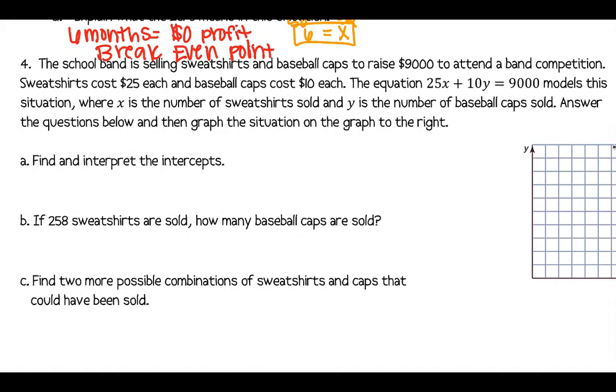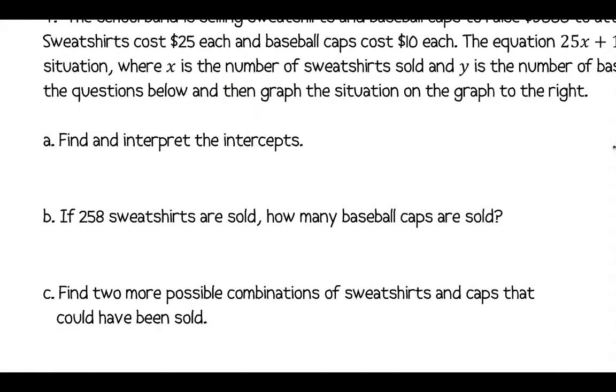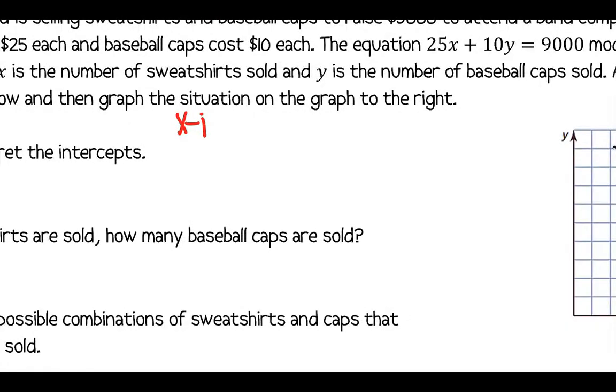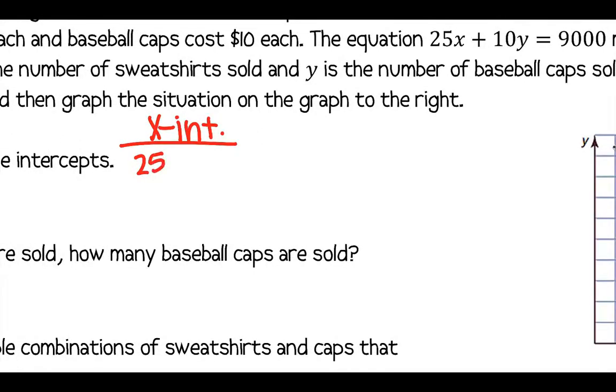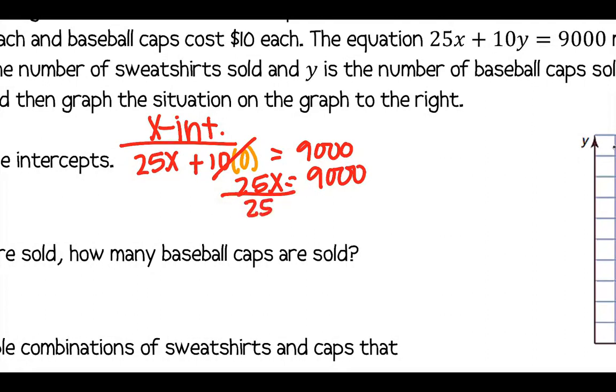So first it says, find and interpret the intercepts. So first, we need the x- and y-intercept. Let's do that over here so I have a little bit more room. X-intercept, again, I'm going to plug in 0 for y and solve for x. 25x plus 10 times 0 equals 9,000. Well, this goes away. I'm left with 25x equals 9,000. Divide everything by 25, and I'm left with x equals 360.